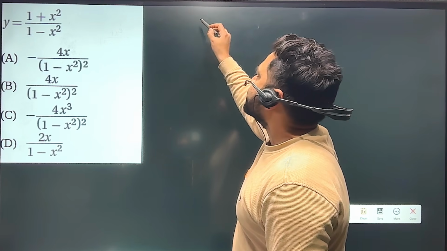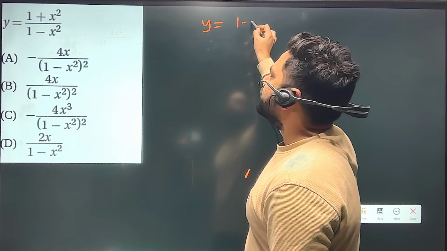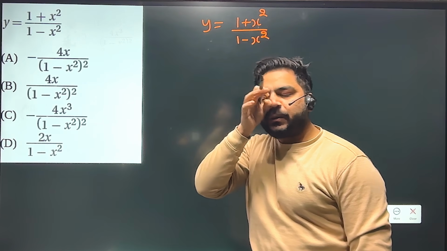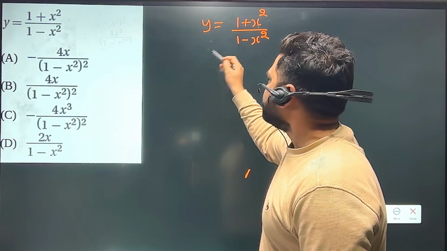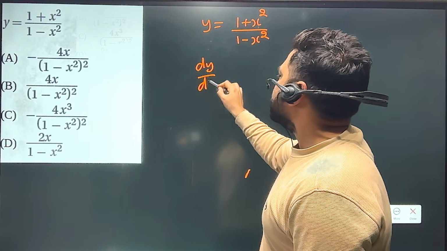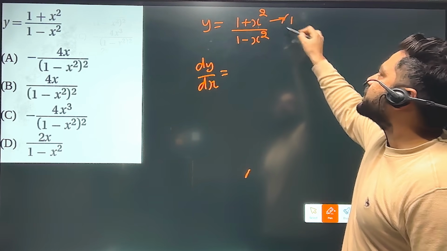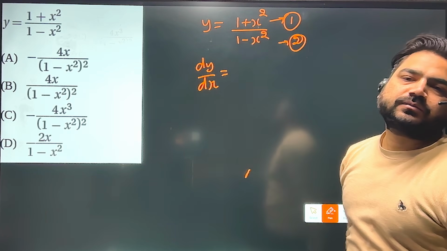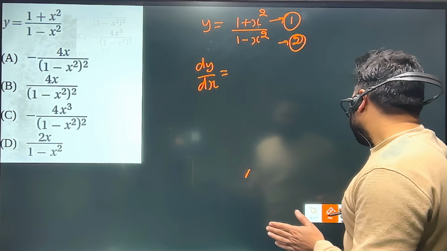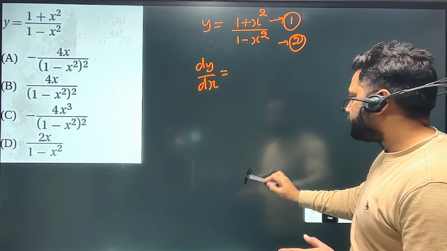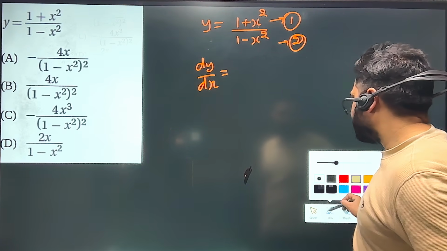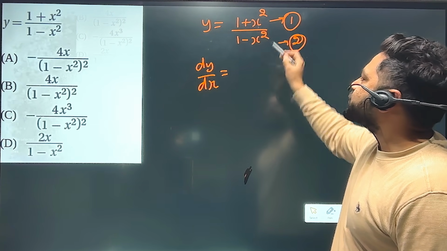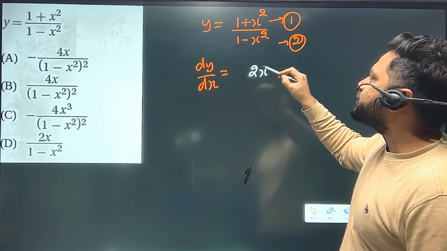As we have already discussed in the class, what is the quotient rule? Y is equal to 1 plus x square over 1 minus x square. So here, how to apply the quotient rule? First of all, in the quotient rule we always say this is the first function, this is the second function. So we need to do differentiation of the first function. Differentiation of the first function will be: 1 differentiation is 0 and x square differentiation is 2x. This is the differentiation of the first function.